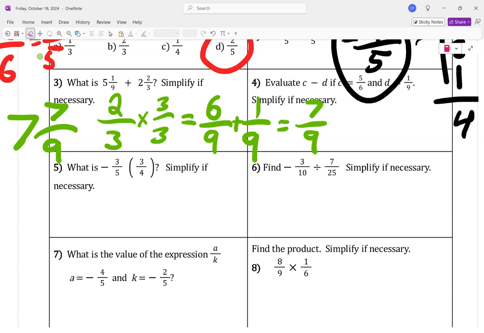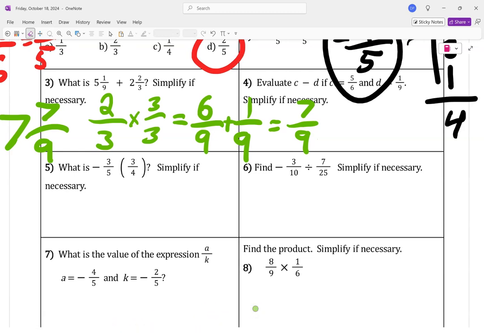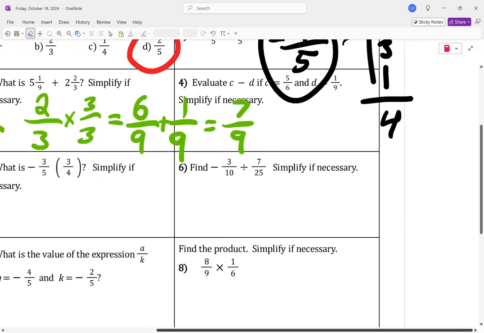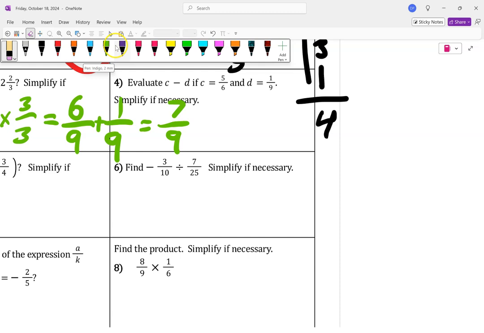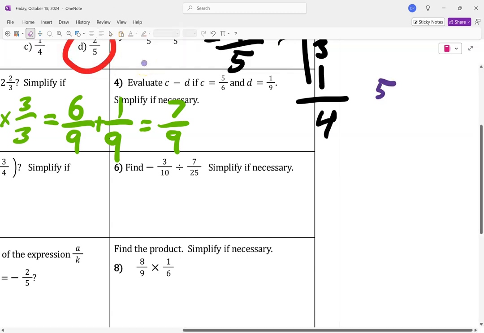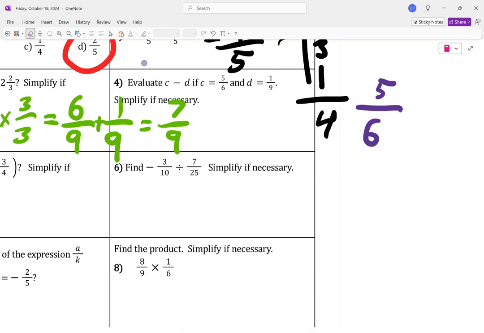Okay, there we go. Okay, number 4. How do we do it, sir? For number 4, we rewrite C minus D as 5 over 6 and D as 1 over 9. And then we have to find a common denominator between 6 and 9. Right, so first for C, I'm going to write down 5 over 6. And then 1 over 9. Well, but it's C minus D, right? Yes. So C is 5 over 6 minus 1 over 9.